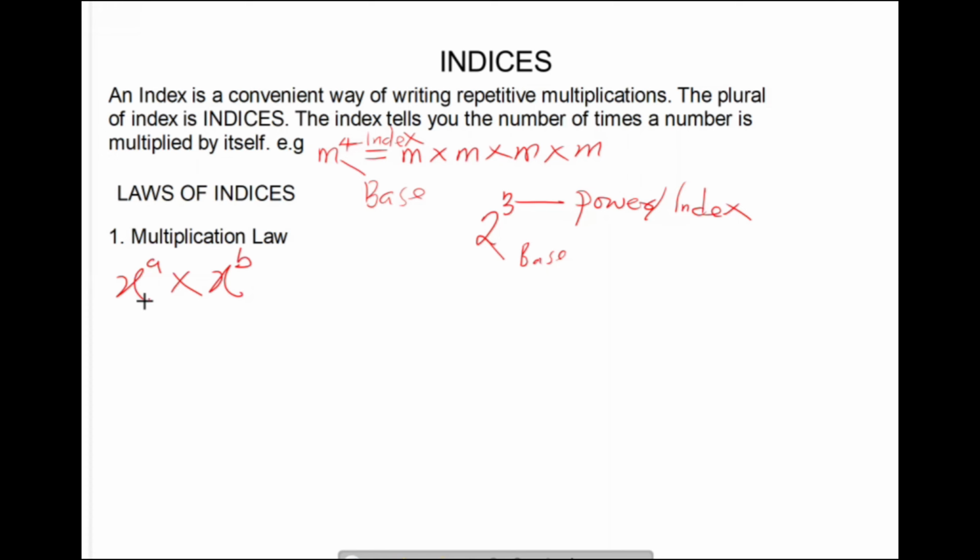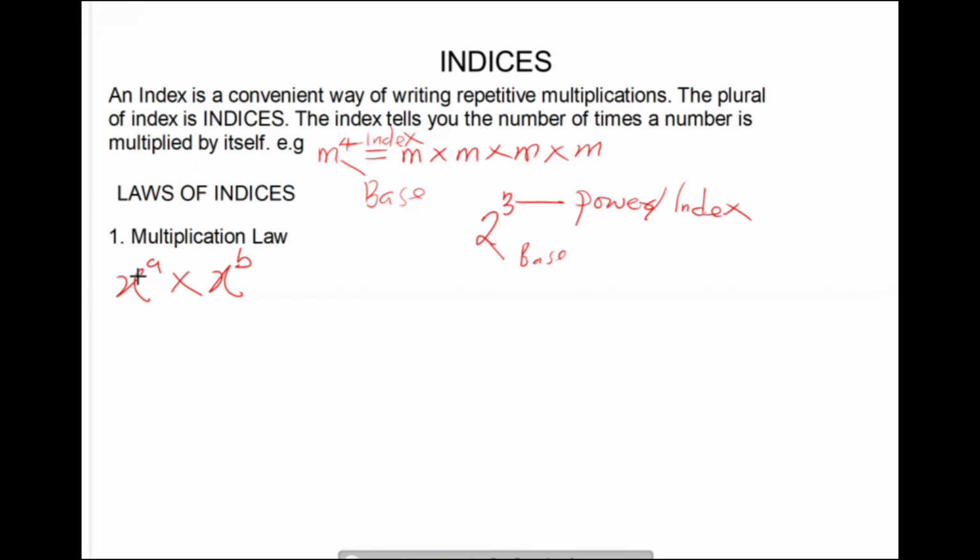You see that in this, x here is the base, a here is the power or the index. This is a multiplication sign. x here is also the base, and b here is the power. We see something is common to these two things. That means the base is the same. x is the base here, x is the base here. So those are the things that you need to look for when you are applying any law of indices, especially this first one, which I call the multiplication law.